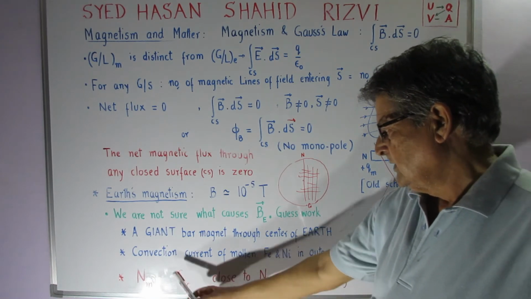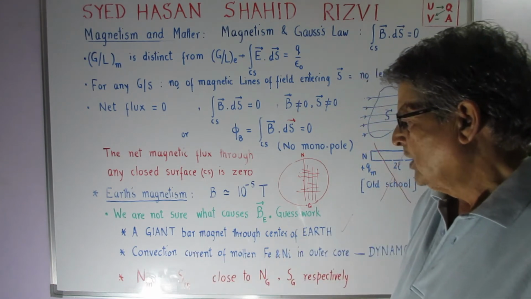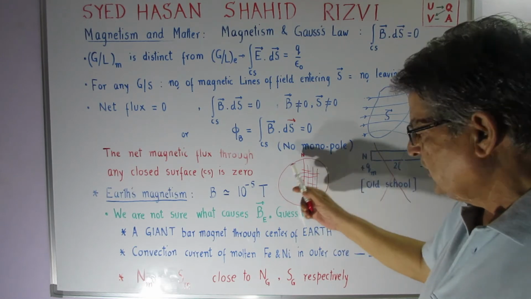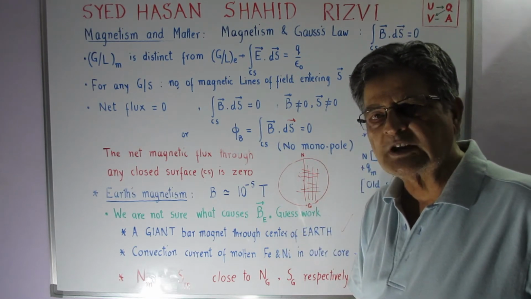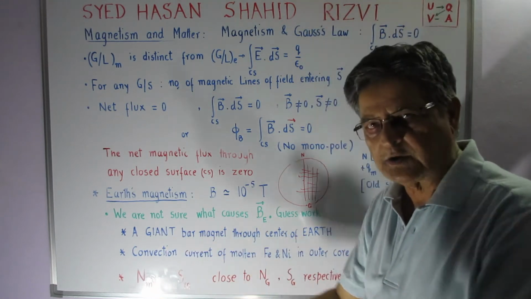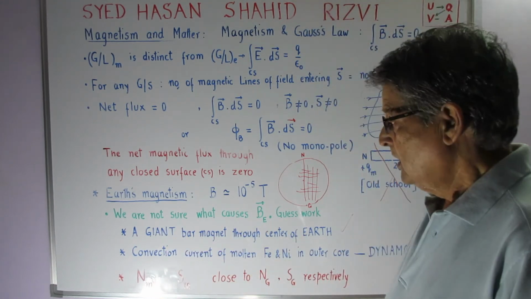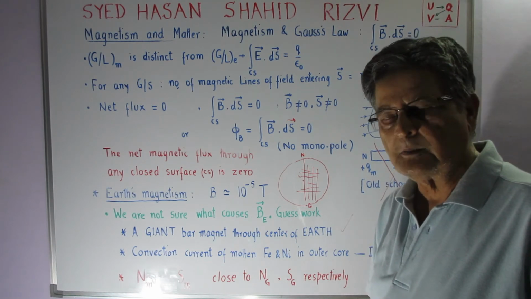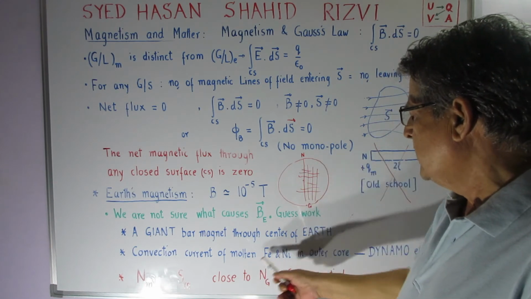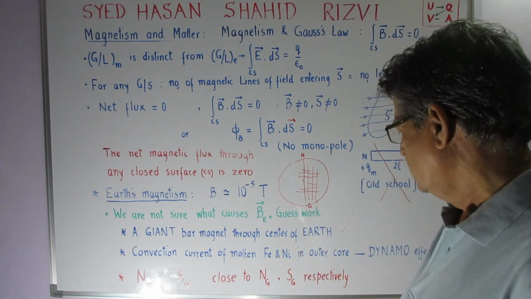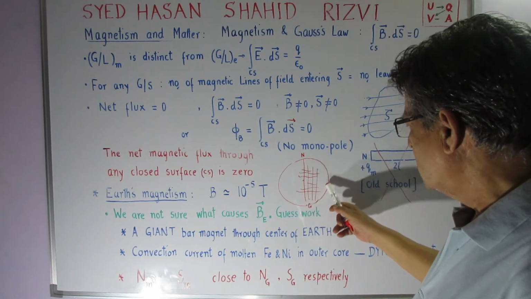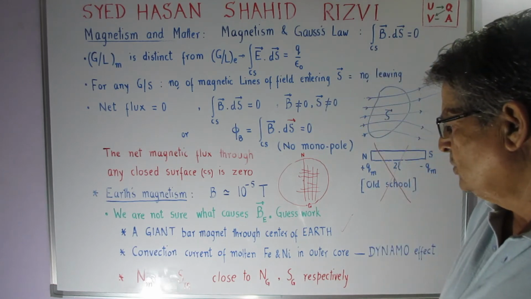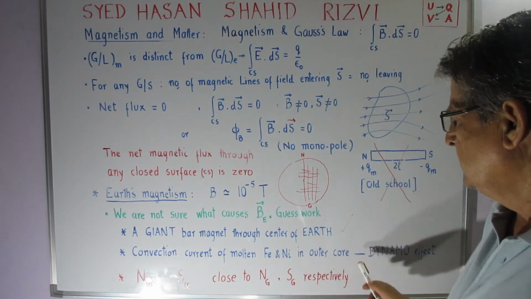Another thing was that later on people thought that there is a convection current. Convection current means the matter moves with the current. I told you about three things: conduction, convection and radiation. So this is the convection current of molten iron and nickel in the outer core of the Earth, just because the temperature at that point is so high that iron and nickel can be in the molten form.